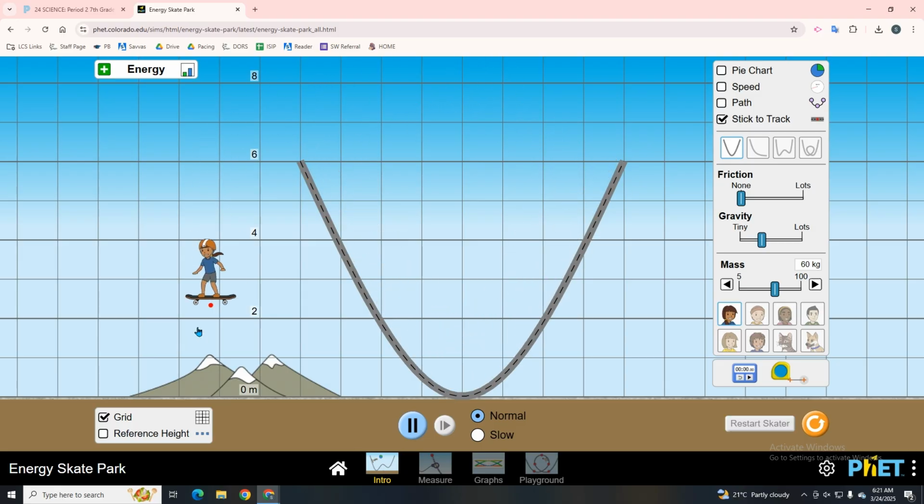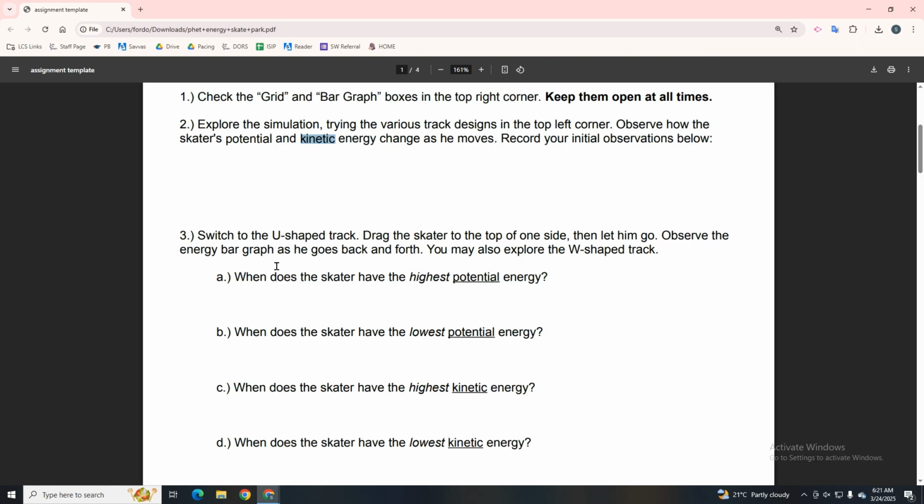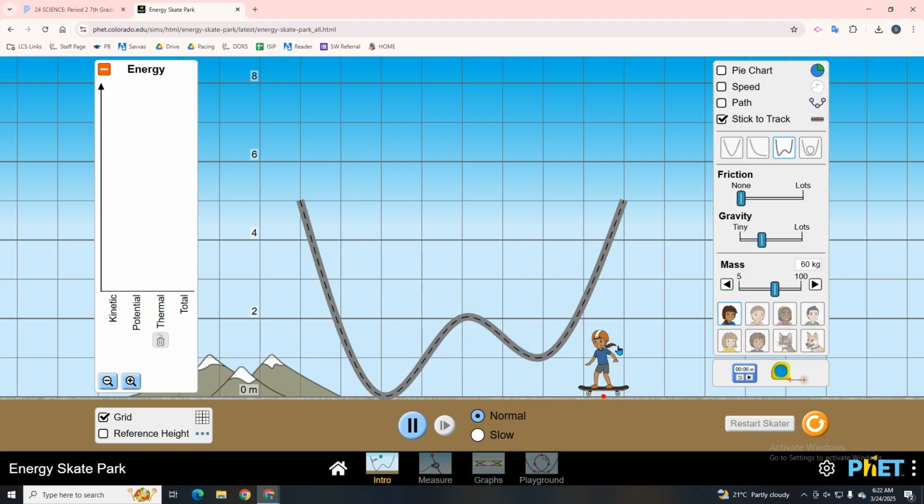grab your skater. Again, make sure your energy and grid lines are turned on. And what they want you to do is drop the skater in. And they want you to observe the energy in the bar graph. You're looking at this section right here. If you want to go to the W-shaped one, click on the W-shaped one and drop the guy in. And again, you're looking at your energy and what's occurring. All right, we're going to pause that.